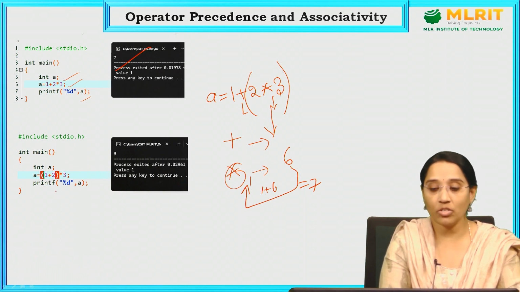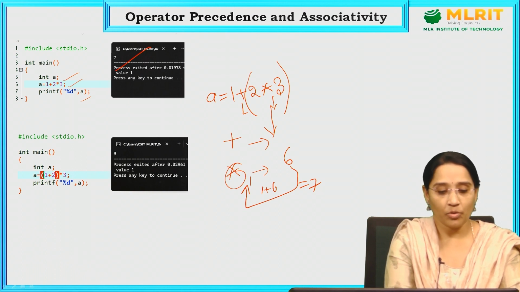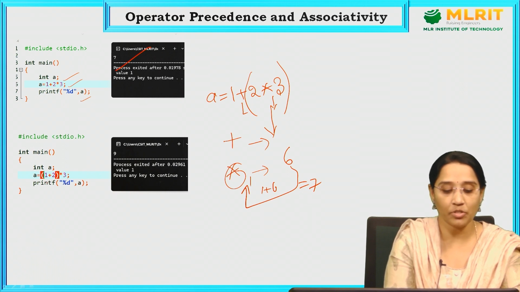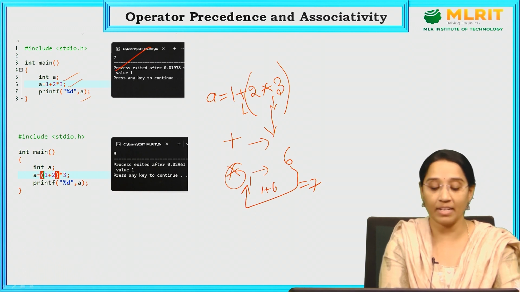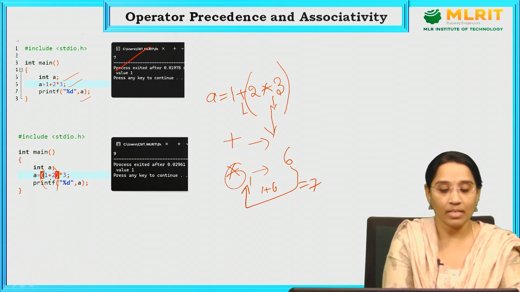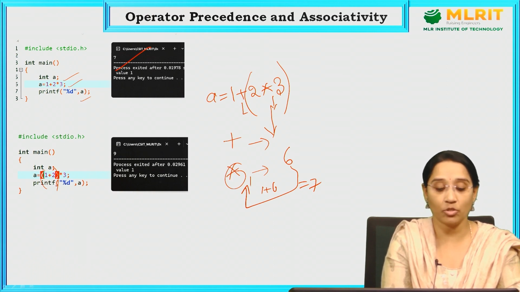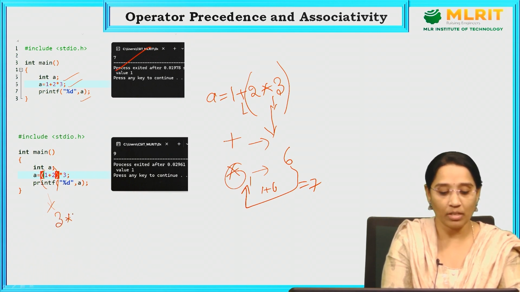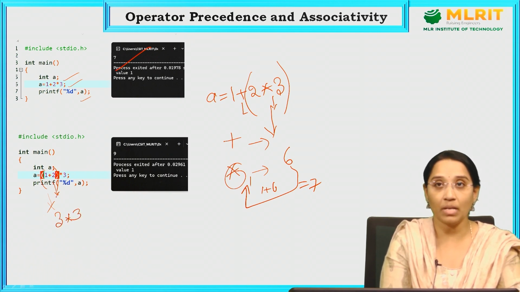I have changed the evaluation priority. See here, 1 plus 2. In the previous example, no parenthesis was substituted, but here the parenthesis was substituted at the place of 1 plus 2. It means I want to change the order of evaluation. Whenever I put the parenthesis like this, the expression in the parenthesis, 1 plus 2, will obviously be evaluated first. So 1 plus 2 is 3, and it is multiplied with 3. So 3 into 3, 9. The answer you will get here is 9.